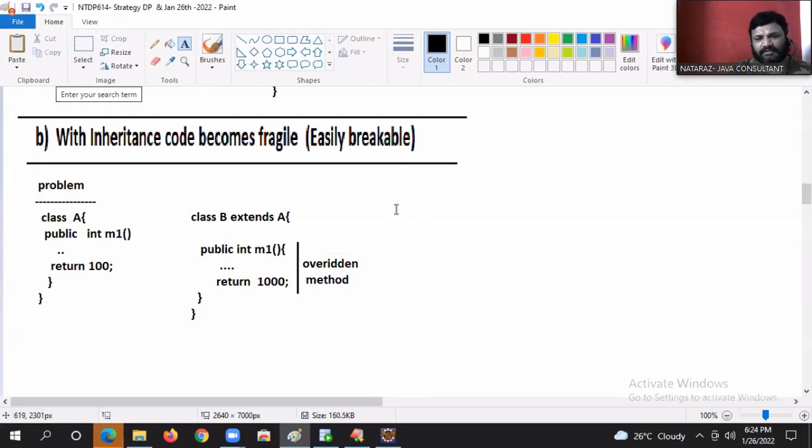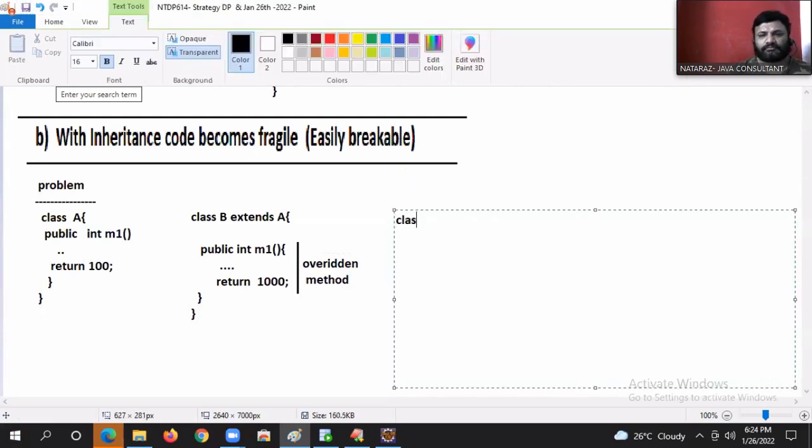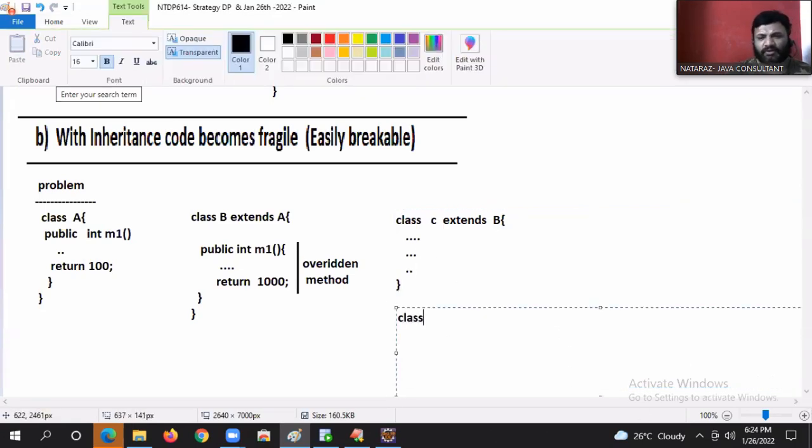Next, guys. Class C extends B. Okay. Next, not overriding. Class D extends B.